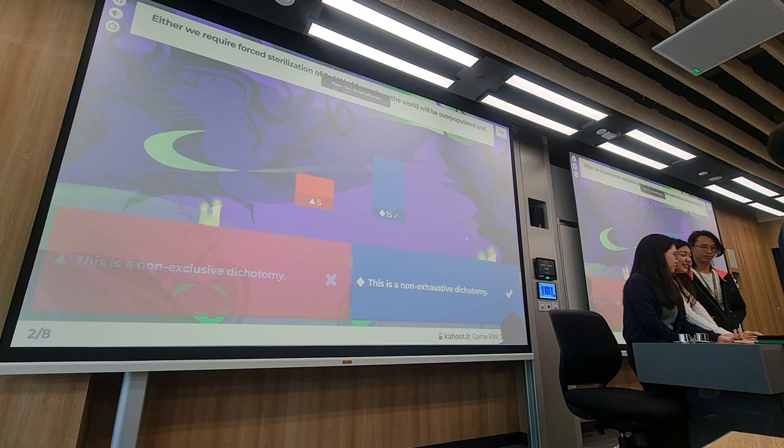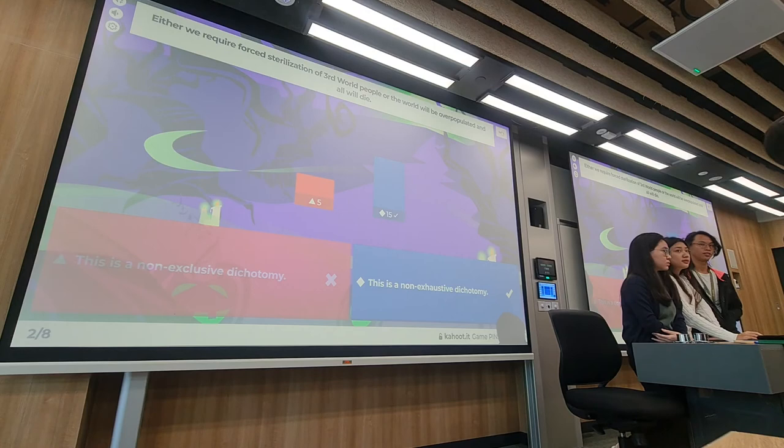Yes, this is a non-exhaustive dichotomy. Cast your minds back: non-exhaustive means there are other options in between, while non-exclusive means both can occur at the same time. This accords more to the non-exhaustive dichotomy, because clearly there are other ways to ensure that the world will not be overpopulated and not everyone will die, while making sure that you don't sterilize third world people. Very nicely done.